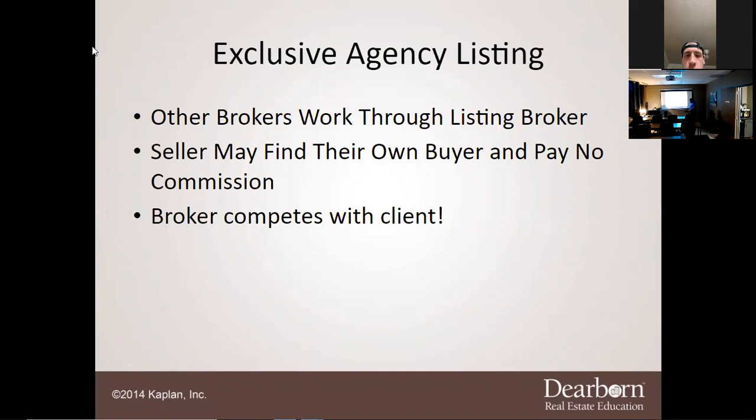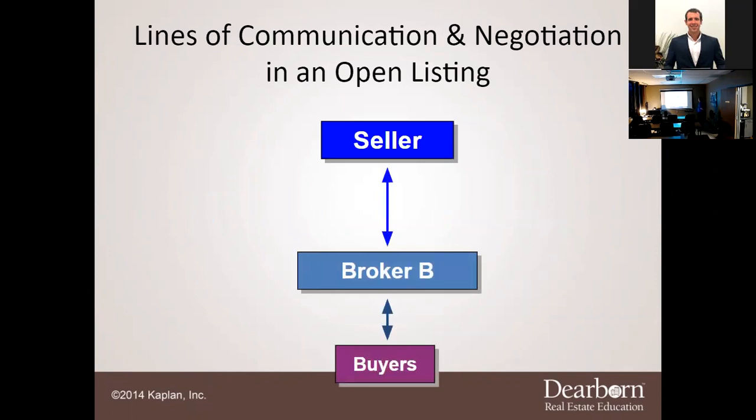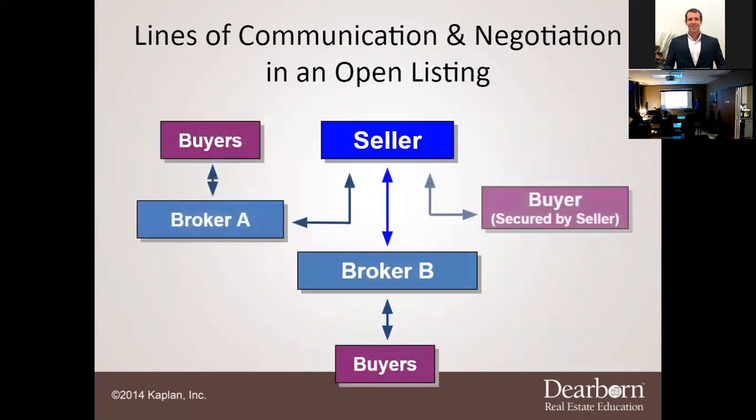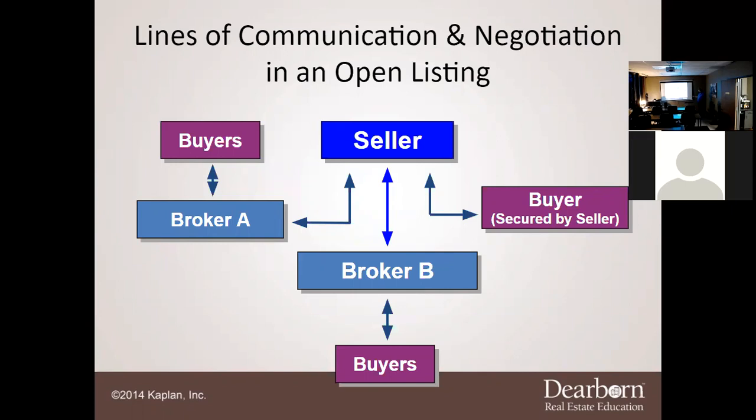Okay, so next thing: lines of communication and negotiation in an open listing. The seller is going to end up dealing with, as we see here, different people. Earlier, Broker B was the listing agent. Now we have Broker A, Broker B. We could put Broker C, D, E, F, G, H, I, J, K. We could keep this going all day long. But the problem is, all of these people end up competing against each other.